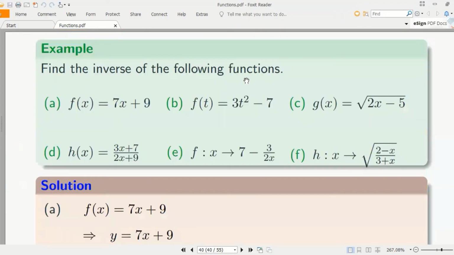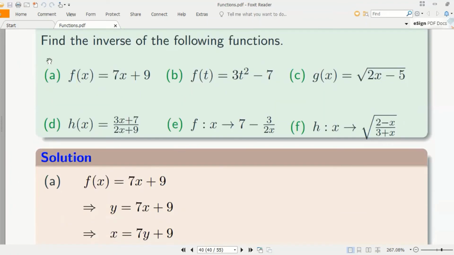Find the inverse of the following functions. The first function is this. First of all, we'll determine if it's one-to-one. That is, if you have two different inputs, will the outputs be different? Here, these are one-to-one.